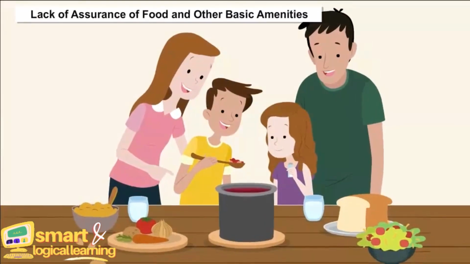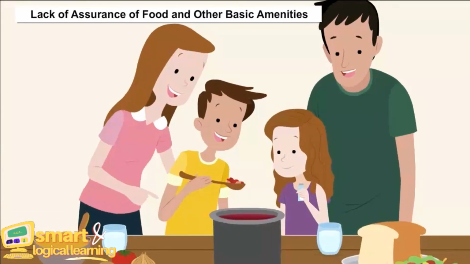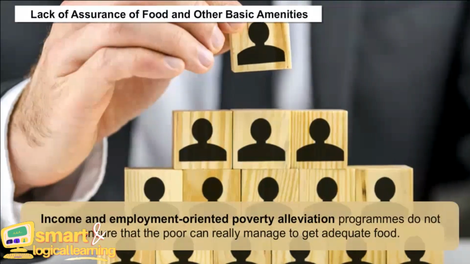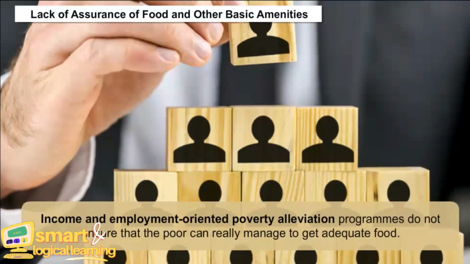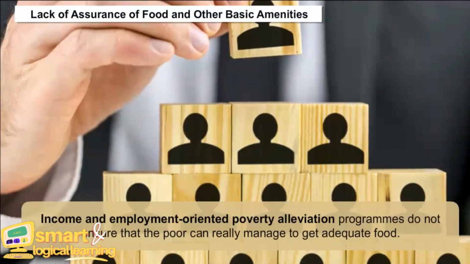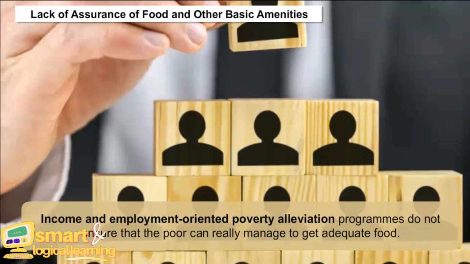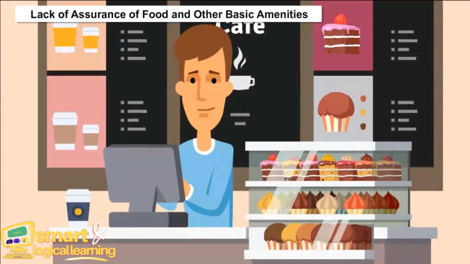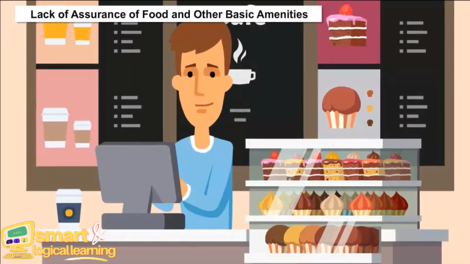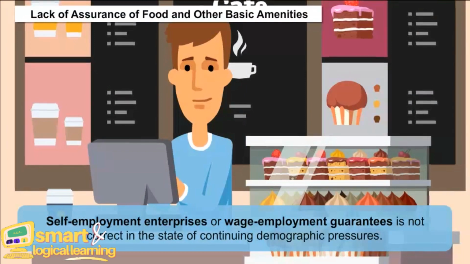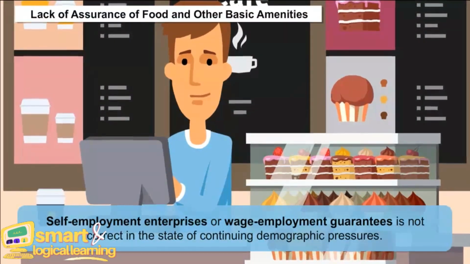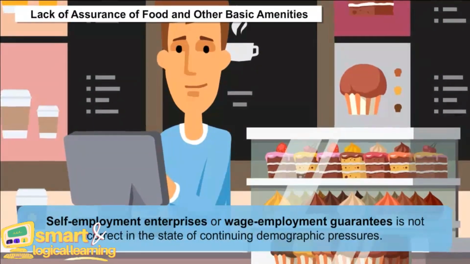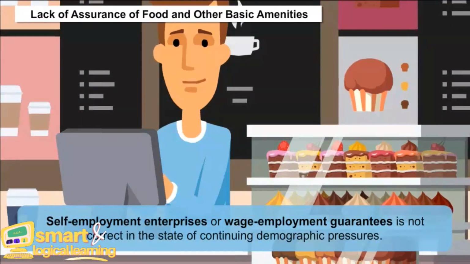Lack of assurance of food and other basic amenities. Income and employment-oriented poverty alleviation programs do not ensure that the poor can really manage to get adequate food all year round for the family with the increased income. Other than this, the household approach being focused around self-employment enterprises or wage employment guarantees is not correct in the state of continuing demographic pressures and increasing number of small size of farm holding.